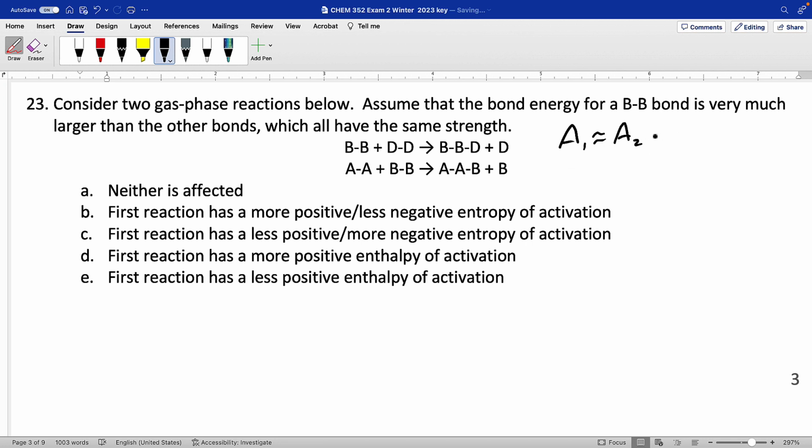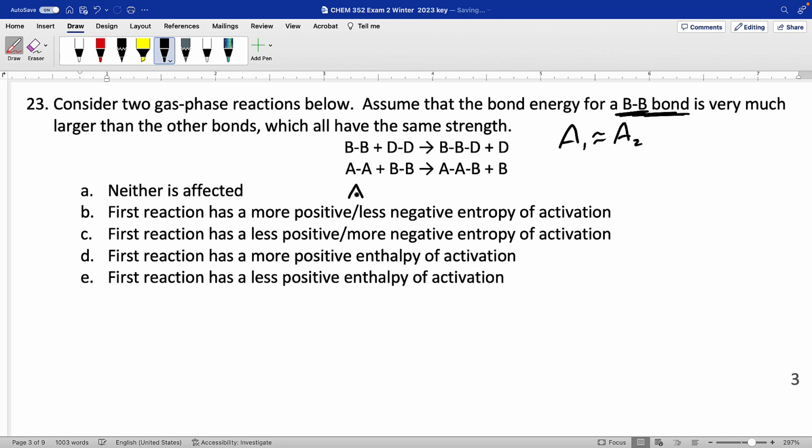But what about the activation energies? So we can see we're starting to make a BD bond, but we're breaking a DD bond in the first reaction. In the second reaction, we're making an AB bond, but we're breaking a BB bond. And they tell us BB bonds are much stronger than the others. They have a larger bond energy. So since we have a half, as we approach the transition state, we're going to have a half broken bond that is a BB bond, right?